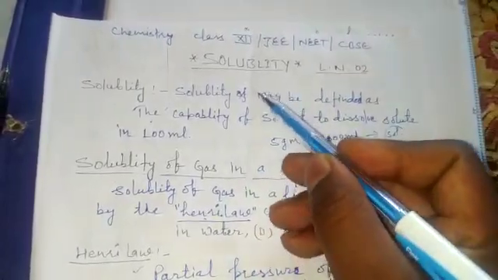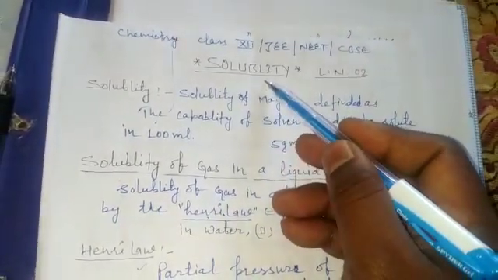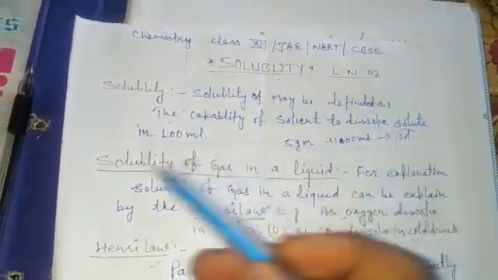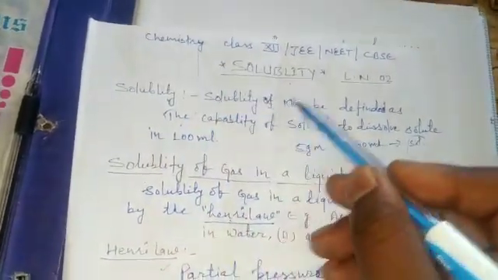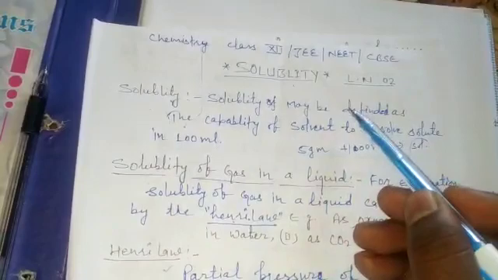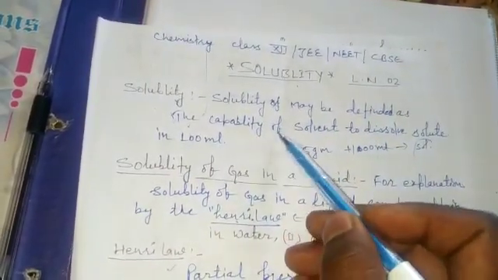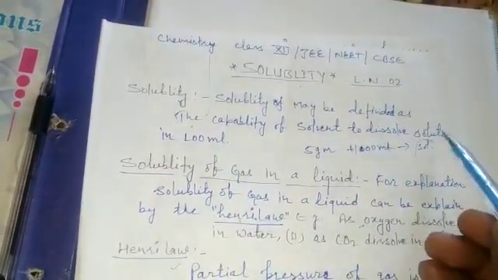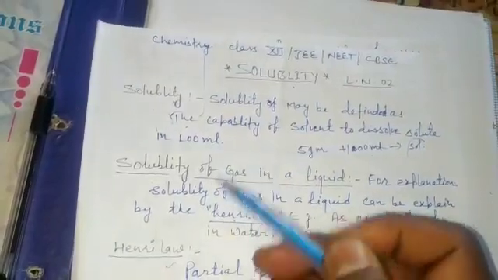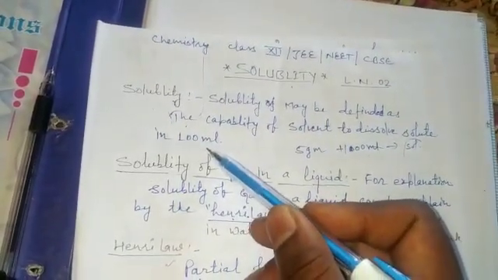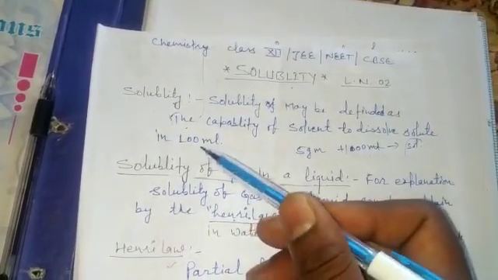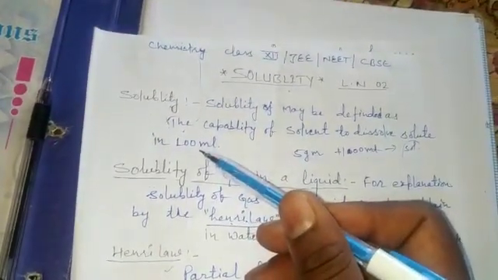Now we will discuss solubility. This is the second lecture of the session. Now we will discuss solubility. So solubility may be defined as the capability of a solvent to dissolve solute per 100 ml. Means we will check the ratio of the capacity of the solvent to dissolve solute per 100 ml.